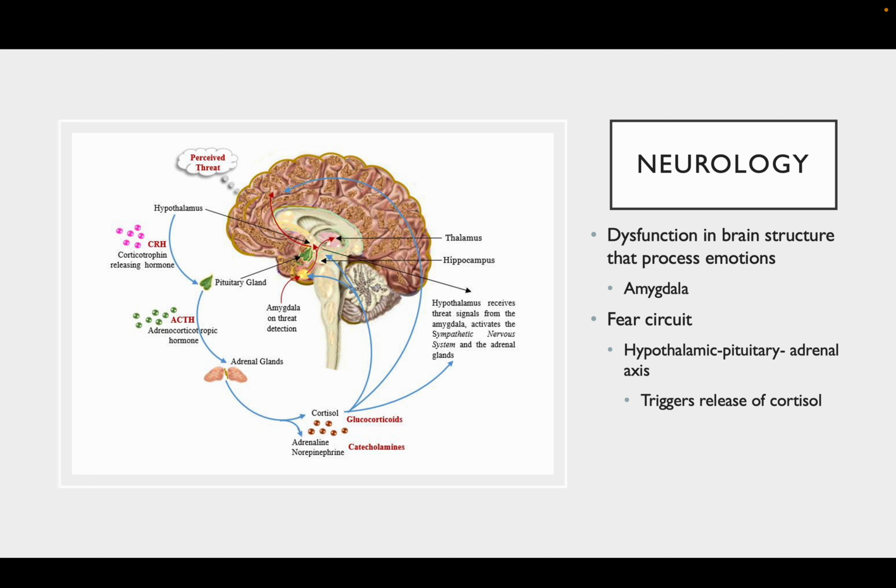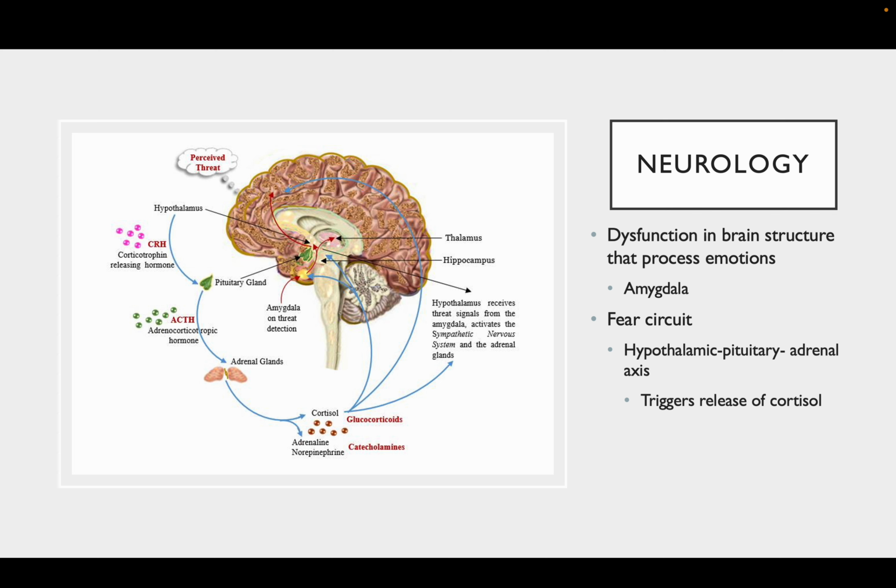It is believed that dysfunction in the brain structures that process emotions, such as the amygdala, which is responsible for processing potential threats, plays a key role in the fear circuit. Excessive activity of the amygdala has been largely observed in people with anxiety disorders. The fear circuit is a response to a stimulus that triggers a fight or flight response.